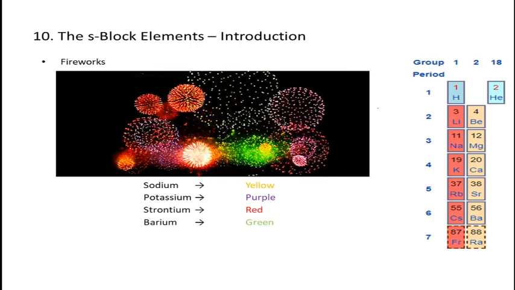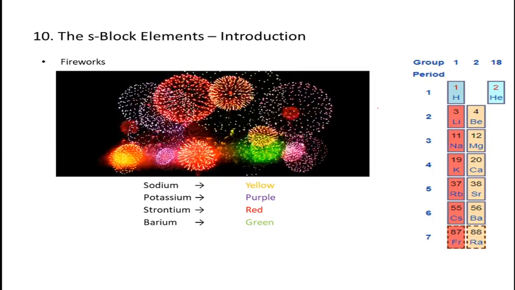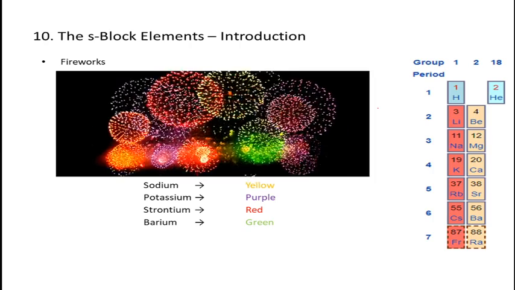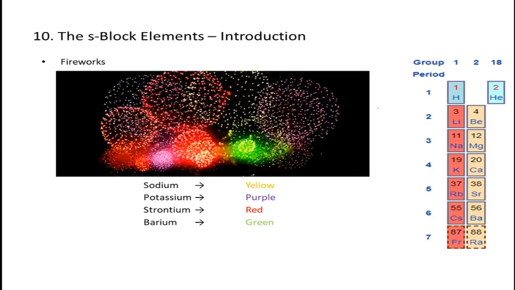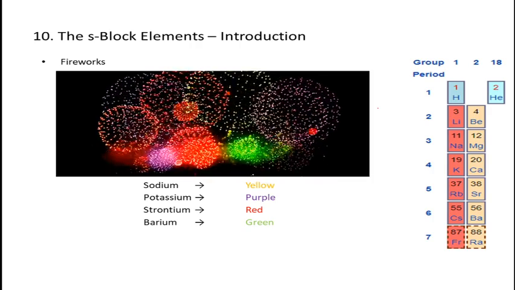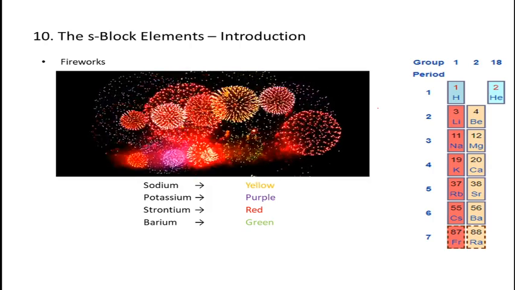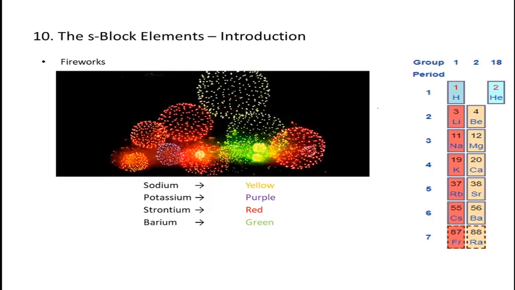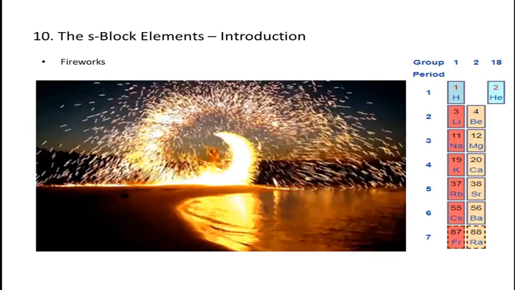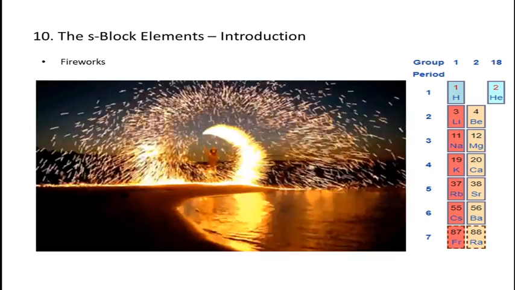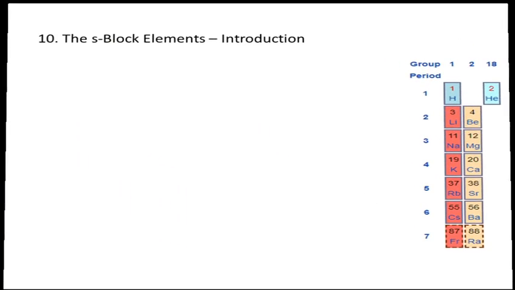All this happens because the outermost orbital electrons are excited to a higher energy level. When the excited electrons come back to the ground state, radiation is emitted in the visible region of the spectrum. So next time when you burst Diwali crackers, keep in mind that you are playing with S block elements.